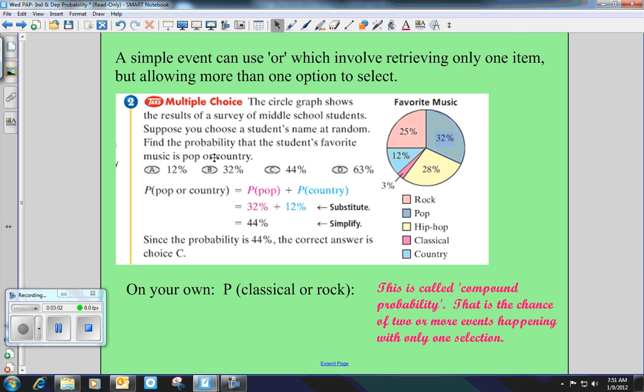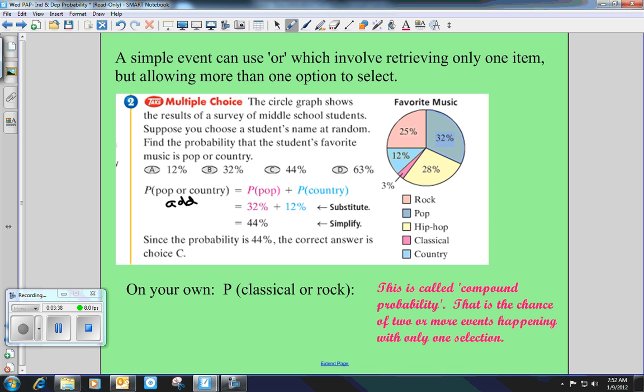So for example, in this multiple choice problem here, we're trying to find pop or country. Now remember, the word or means to add. So we're looking at or here. That means add. And the reason it means add is if we're looking for people who like pop or country, that means they can like either one. It doesn't have to be one or the other. They could like either one. So we're going to add the pop and the country people together and lump them together.